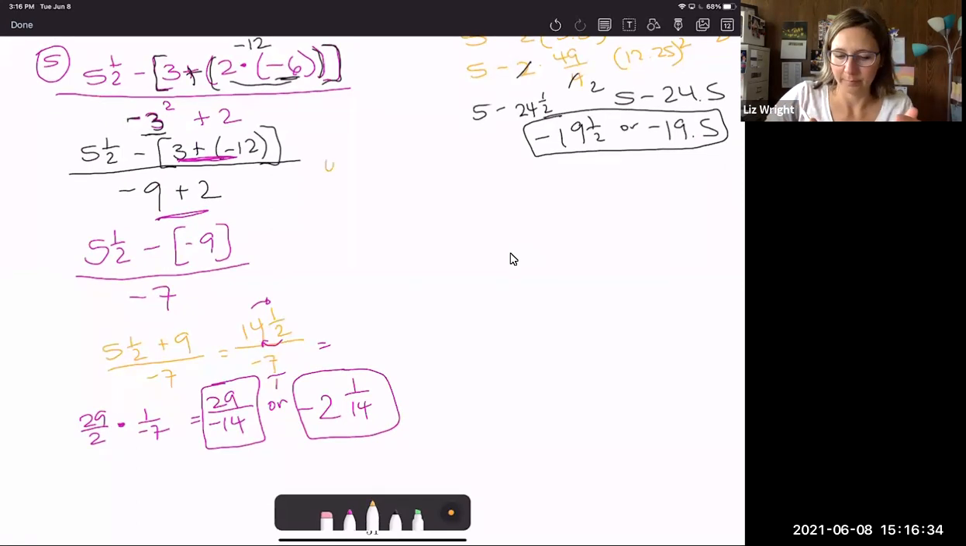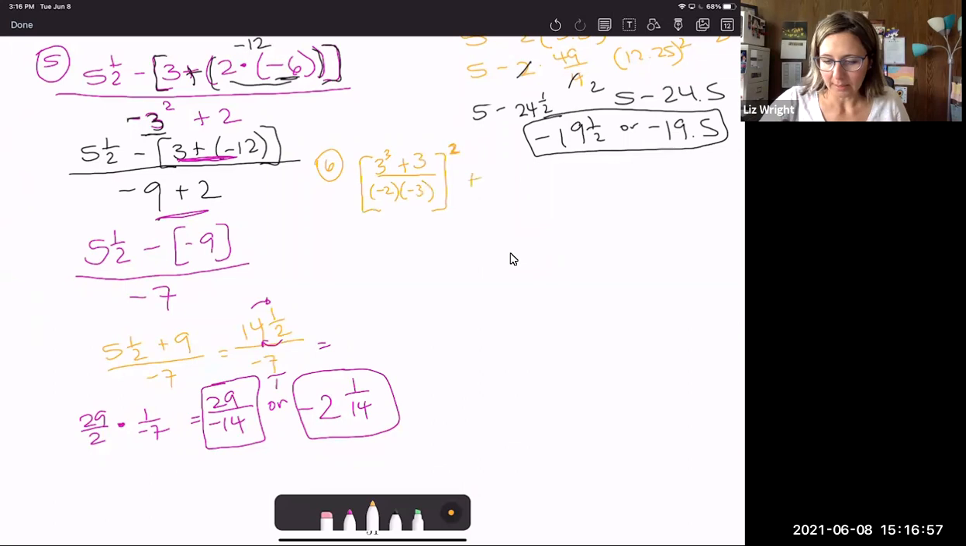All right, number 6. We've got this quantity of 3 cubed plus 3, and it's all over -2 times -3. And then this quantity is squared. Don't miss that. This entire quantity is squared plus a -2 squared all over 3. Okay, let's try this one. Work inside your parentheses first. And inside our parentheses, we can do this piece. And then up in our numerator, let's do this piece.